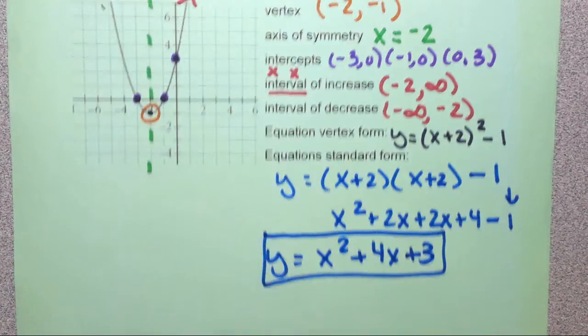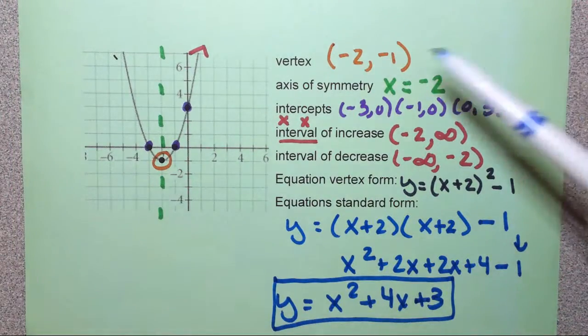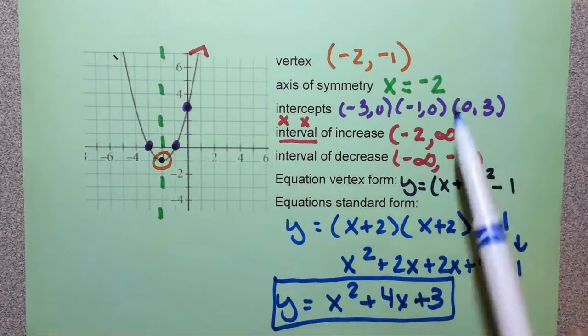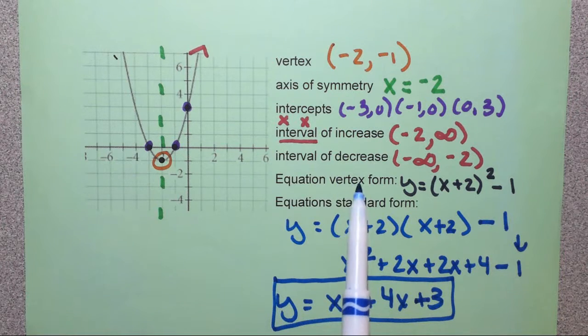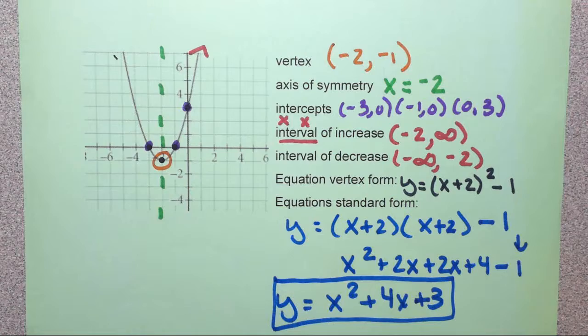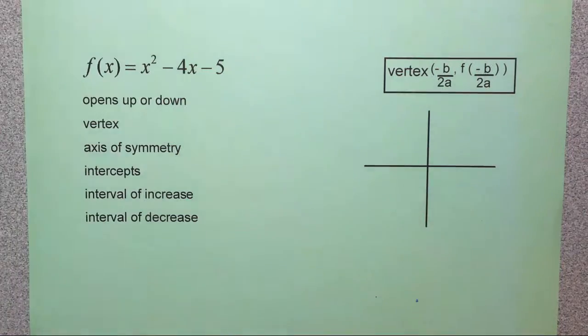Okay, so that's the first example. So from a graph, you should be able to tell me the vertex and axis of symmetry, all the intercepts, the interval of increase, decrease, vertex form of an equation, and standard form. What we're going to do now is I'm going to give you something in standard form, and we're going to also go through and answer some questions and graph.